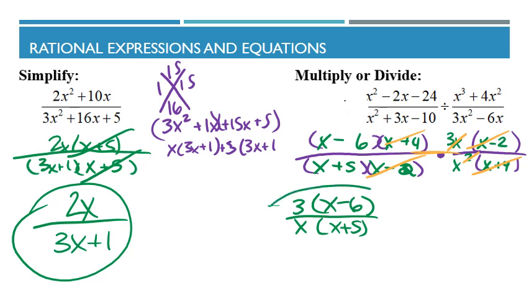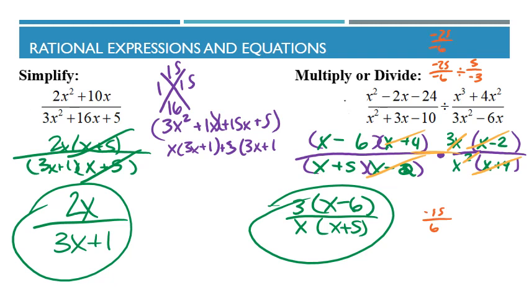So remember, you can still check these answers. If I plug in 1, I would have a negative 15 over a 6. If I plug in 1 into the question, I'd have negative 1, negative 25, 1, 4, negative 6, divided by, I'd have 1 plus 4, I'd have 3 minus 6. If I flip and multiply, it stays the same. This becomes negative 3 over 5.